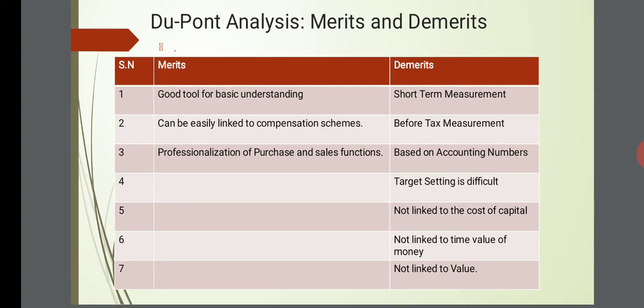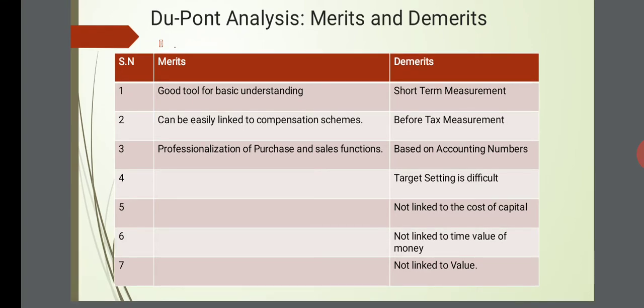Then demerits. It is a short-term measurement because it is focusing more on profit maximization. Before tax measurement, then based on accounting numbers, so it suffers from all the shortcomings of accounting. Target setting is difficult. It is very difficult to set targets for all three parameters. Not linked to the cost of capital. The cost of capital is completely ignored in this. Not linked to the time value of money. Again, time value of money is not considered.